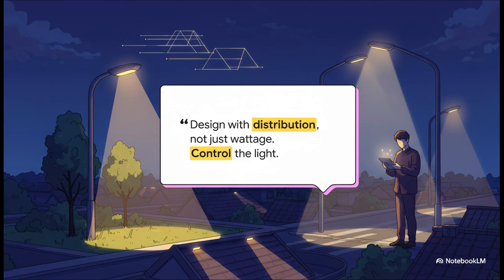So look, if you take just one single thing away today, let it be this. Great lighting design is not about brute force. It's about control. It's about shaping the light with elegance and precision to serve the space. So the next time you look at an outdoor light, don't just ask, how bright is it? Ask, where is the light going? Because that is the question that really, truly matters.